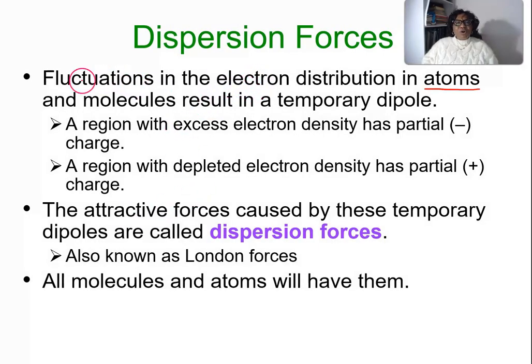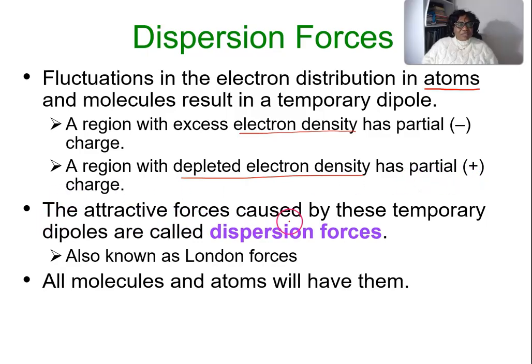Dispersion forces occur due to fluctuation in electron distribution in atoms and molecules. And this leads to a temporal dipole. That is, a region with excess electron density develops a partial negative charge, and a region with depleted electron density develops a partial positive charge.